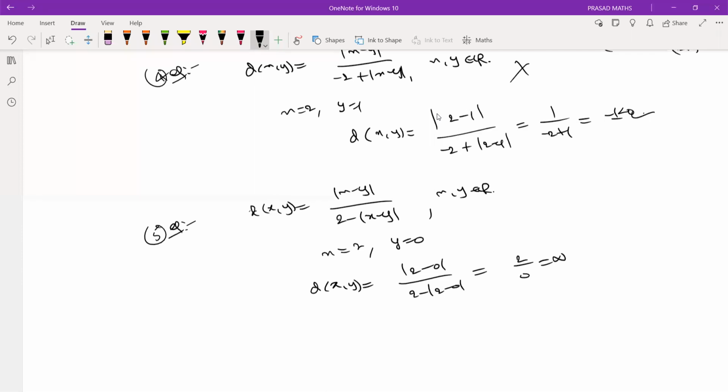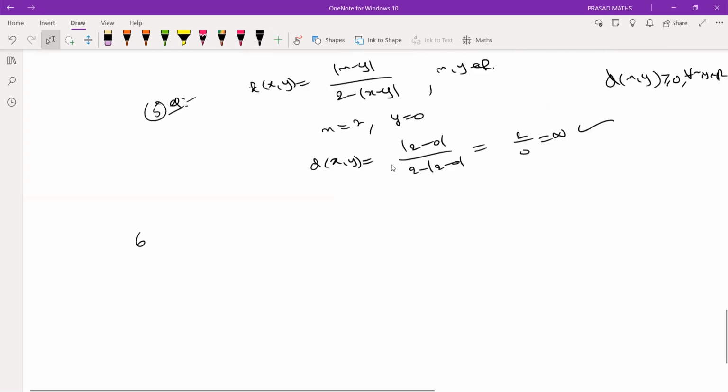Already I told you, distance between any two real numbers should be non-negative. This is my first property: distance must be a non-negative real number. Here the distance is infinity, therefore it is not a metric. So what is the problem you are facing? The denominator should not be zero.